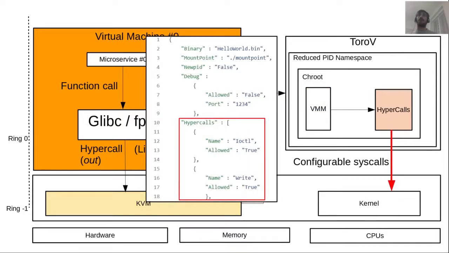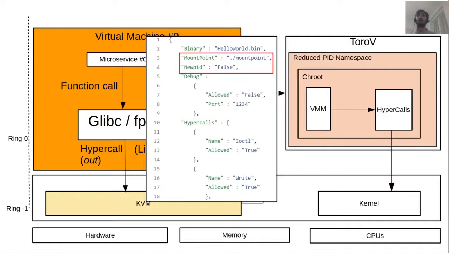For each application, the user sets up which syscalls are allowed. This is configured by using a JSON. For example, the JSON that you can see corresponds with the configuration for the HelloWorld example. In this case, only the ioctl and write syscalls are allowed. The user can also configure if the process that hosts the virtual machine monitor runs in its own PID namespace and root directory.